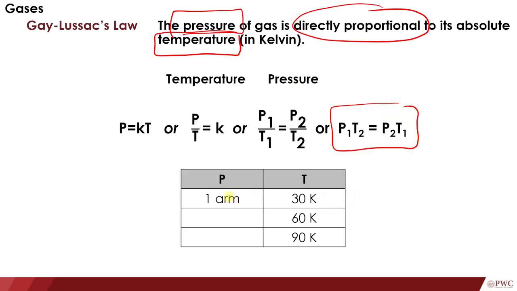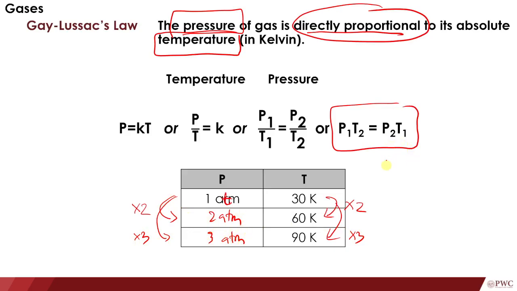Okay, what do you think will happen? This must be pressure in atm. So from 30 Kelvin to 60 Kelvin, that's by a factor of 2. What do you think will happen to the pressure? Again, it's the same thing. They are directly proportional, so that's also multiplied by 2. So we have 2 atmospheres. Then here, the same thing, multiplied by 3. This will become 3 atmospheres.